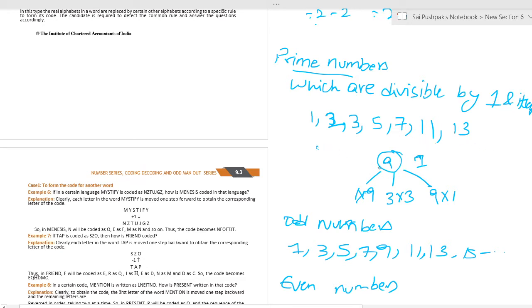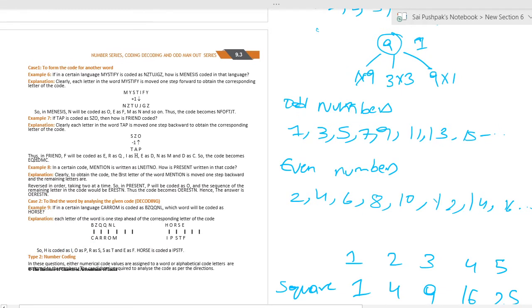But if you see 9, it has 1 and 9. It also has 3. 3 3s are 9. That is why 9 is not a prime number. So I hope you all know odd and even numbers. What are odd numbers? 1, 3, 5, 7, 9, 11, 13, 15. Even numbers: 2, 4, 6, 8, 10, 12, 14, 16.